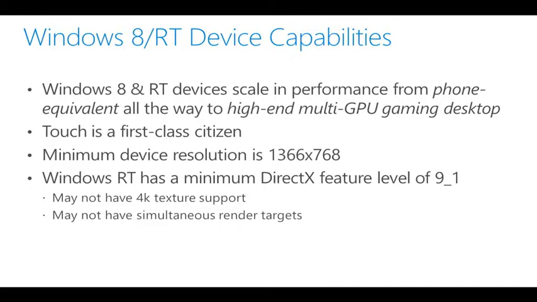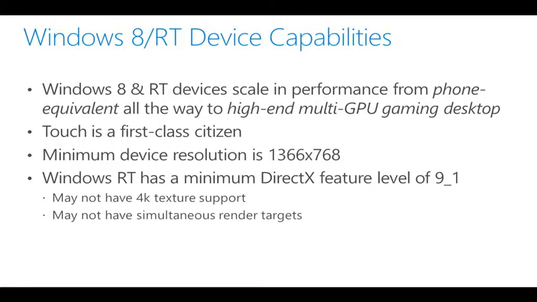Another interesting point is the minimum device resolution. There's a pretty wide range here as well. For Windows RT, the minimum resolution at this point in time is 1366 by 768. That's not very huge, especially when you consider that a desktop machine might be 2560 by 1440. You're talking 4 times the pixels. So that's an important thing to take into account as well.